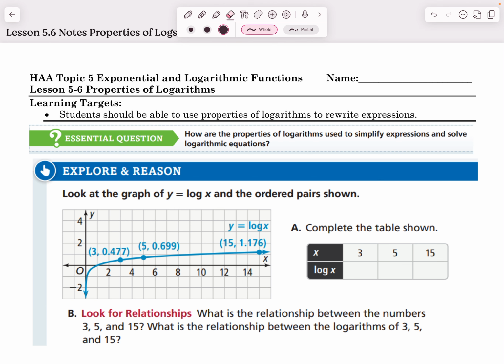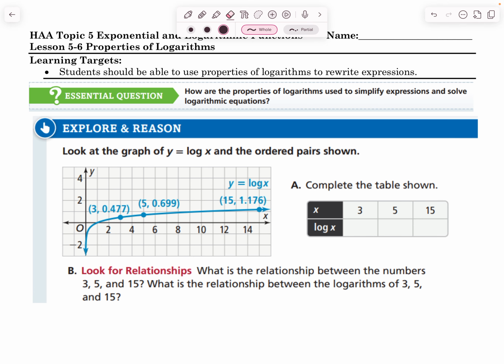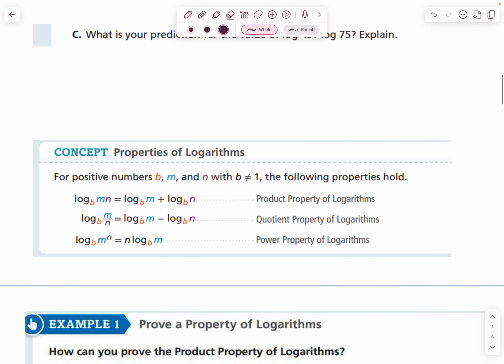I saved this lesson in a Kami document on your Google Classroom, so you can open it up and write right on it with your stylus. If that doesn't work for you, you can take notes on paper, and I'll just point out some of the really important properties of logarithms that we're going to learn today. We're not going to do all the notes. We're just going to do some of the most important examples that'll get you ready to be working on your formative.